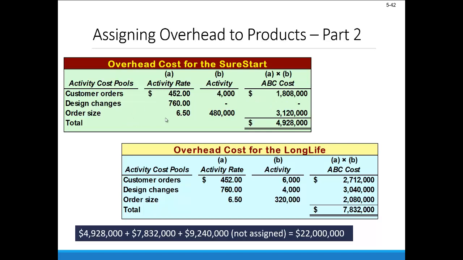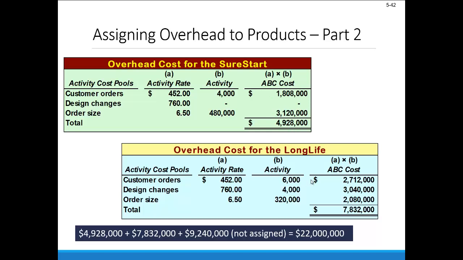And then order size had an activity rate of $650 per machine hour. We'll multiply that by the 480,000 machine hours that were required to produce all those Sure Start batteries. And there's total cost assigned of $3,120,000. So if we sum all those costs up, that means we're assigning $4,928,000 to the Sure Start product.